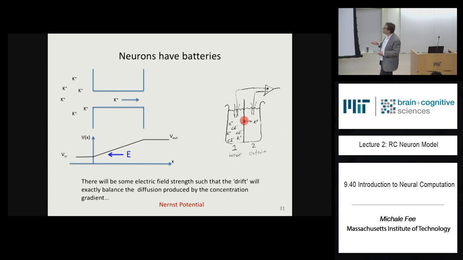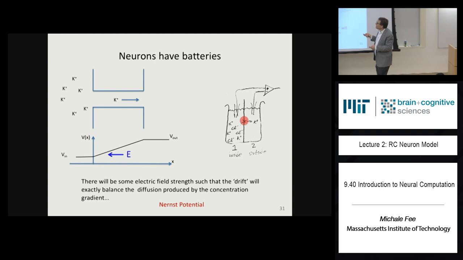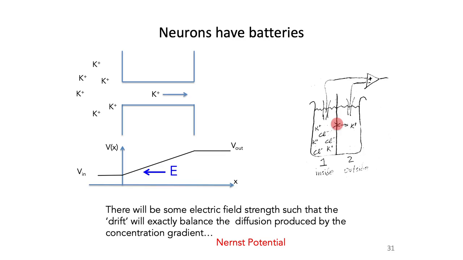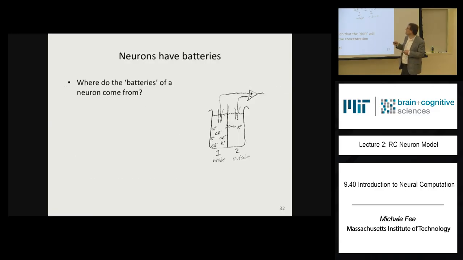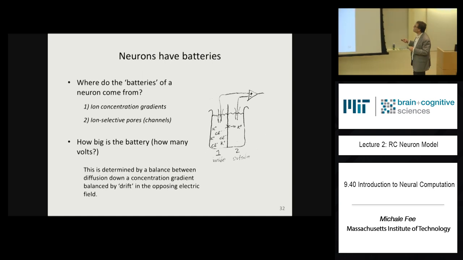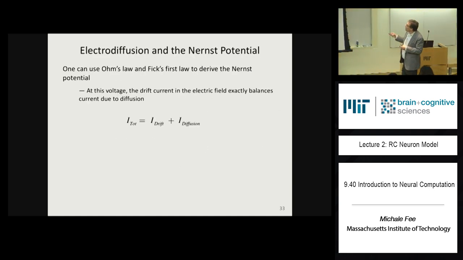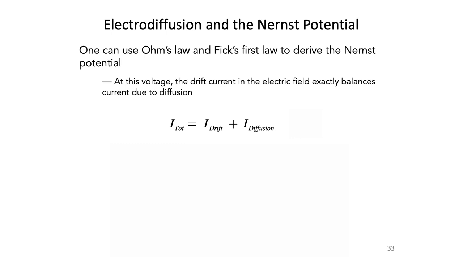And so we can calculate the voltage difference, because at equilibrium, the current flowing this way from diffusion has to equal the current flowing that way from drift in an electric field. Okay, so one way to calculate this is we're going to calculate the current due to drift, the current due to diffusion, add those up, and at equilibrium, that has to equal zero, right?